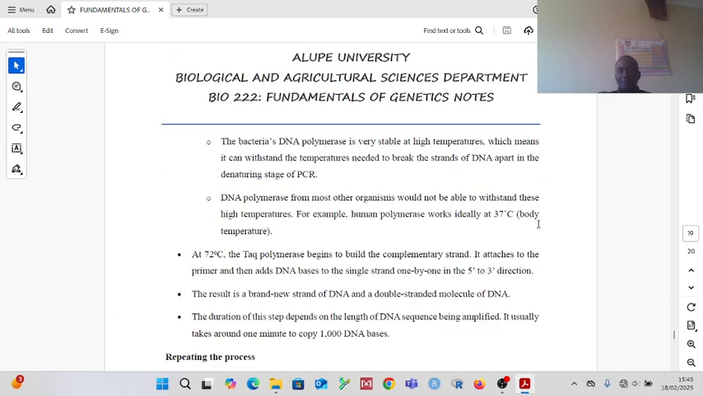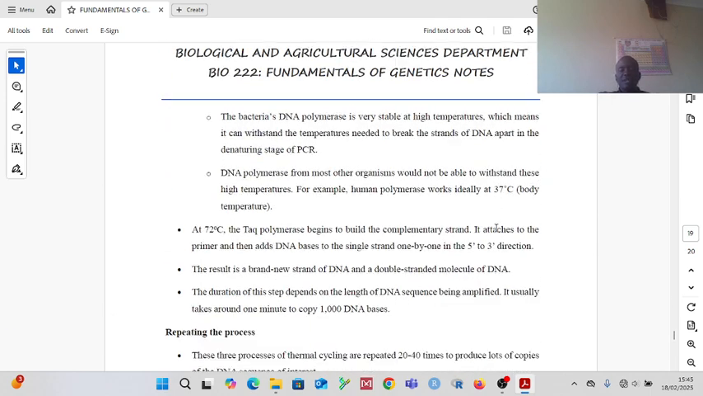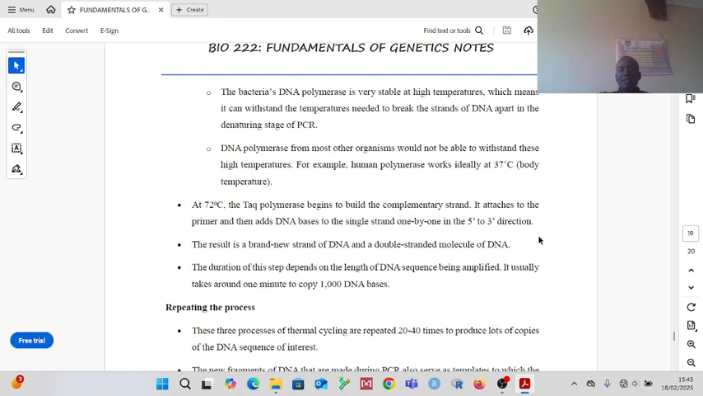It's found in hot water. So what Taq polymerase will do is the elongation: it will build the complementary strand. It will add the DNA bases one by one in the 5' to 3' direction. So the result of the elongation is a brand new strand of DNA.